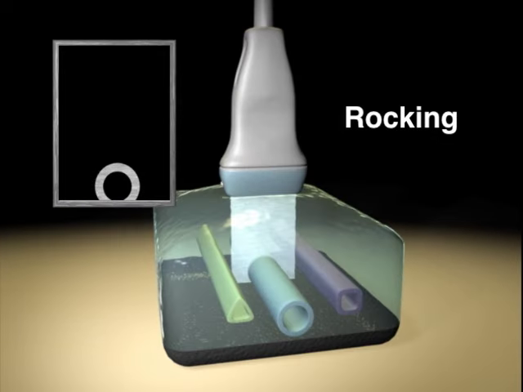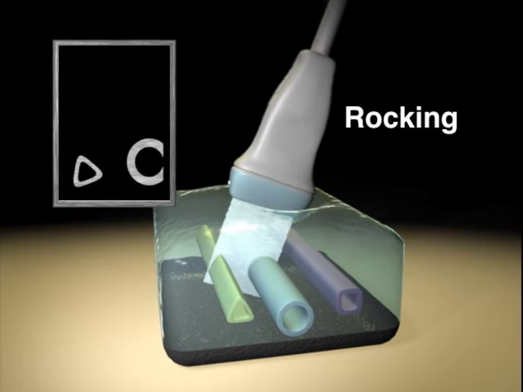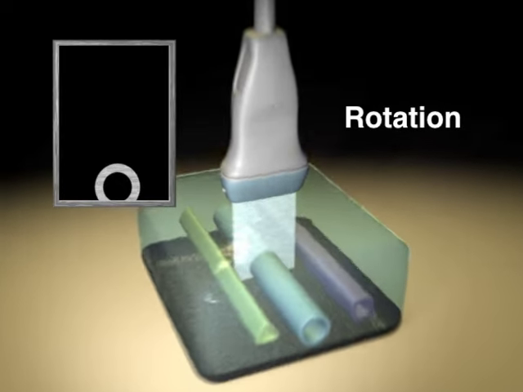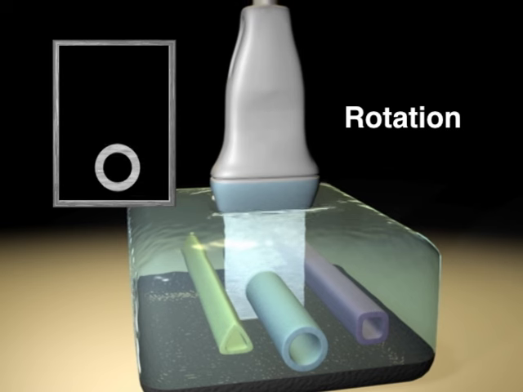Rocking allows us to extend the plane of imaging when we are working in a narrow acoustic window. Rotation is used to switch between short axis and long axis imaging.